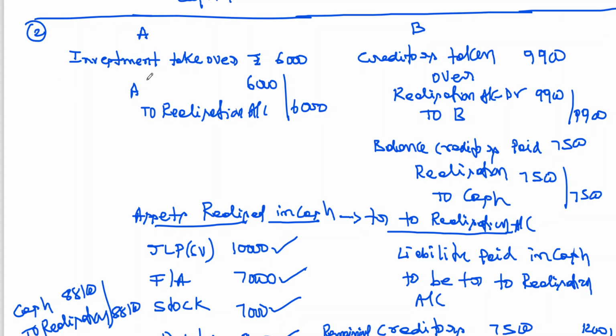Clear to all of you? So investment taken over by A to realization, creditors taken over by realization to B. Of course, this realization amount paid also I have included here. No need to write here. This has been included. So come on, tell me.